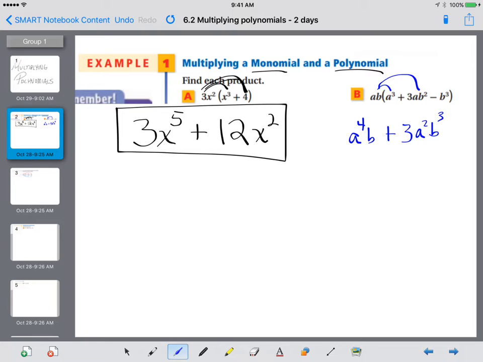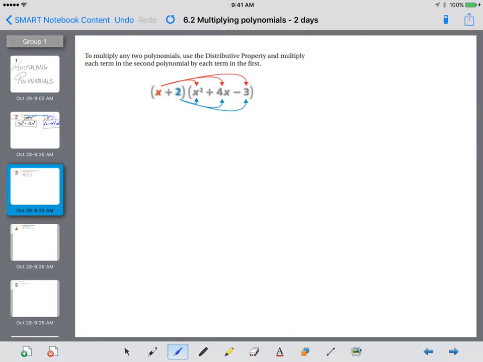One more term to distribute. ab times minus b to the third. So we're going to have minus, a is going to come first, b to the first times b to the third. 1 plus 3 is 4. So we have ab to the fourth. Now that is a monomial and a polynomial. We've got 2 more examples to discuss.